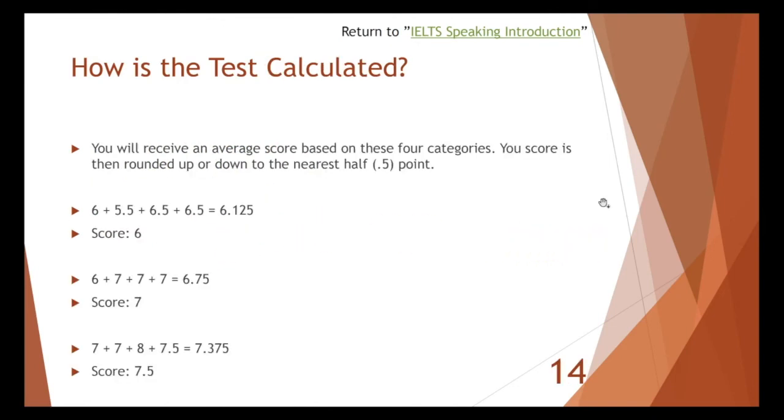So if you receive a 6, a 5.5, a 6.5, and a 6.5, the average would be 6.125, and you round to the nearest point, so that would be a 6. But if you receive a 6.75, you would receive a 7, and 7.37 would be a 7.5.